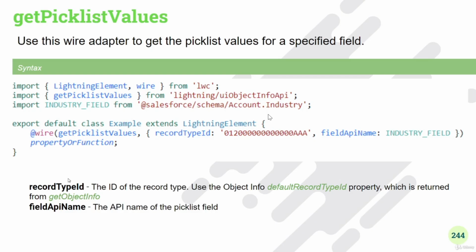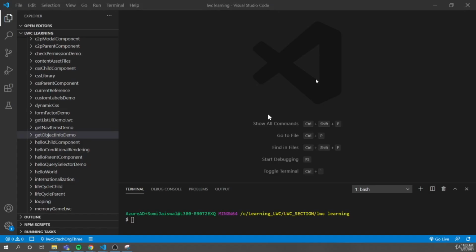So we'll pass that reference to our field API name, and we'll get our picklist values. As a note, the record type ID is the ID of the record type, and we can use the object info's defaultRecordTypeId property, which is returned from getObjectInfo. We have already seen how the getObjectInfo wire adapter works. That adapter returns us the default record type ID, and we're going to pass that ID to the getPicklistValues wire adapter, and then we'll get the picklist of a specified field. So let's go to our VS Code.